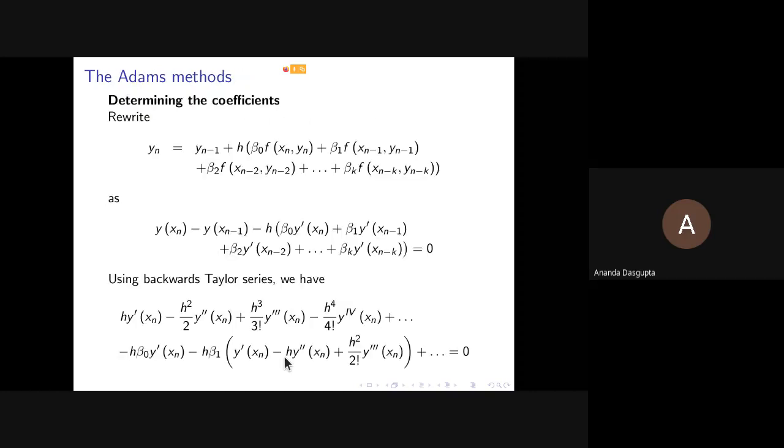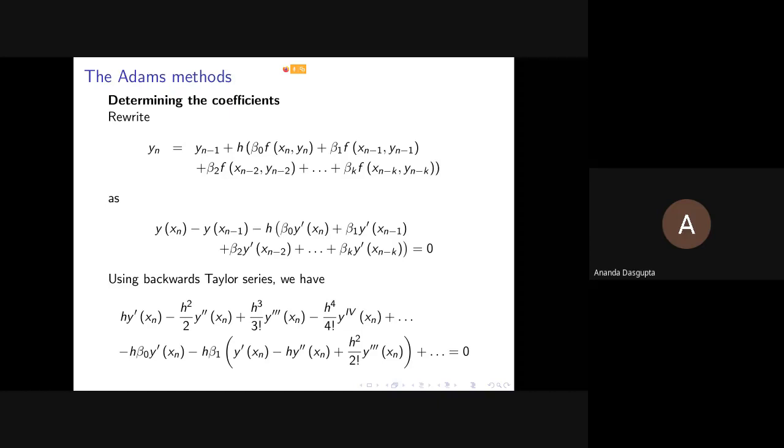So ultimately, when you gather every one of these terms together, notice that these are the y prime xn, y double prime xn, y triple prime xn, y fourth derivative xn, and so on. By the way, this top line, where does this come from? This is simply y(xn minus 1). H beta 0 y prime xn is already available at xn, so you don't do anything about it. H beta 1 y prime xn minus 1, you use Taylor series. Then you use Taylor series for H beta 2 y prime xn minus 2. Use Taylor series again with 2h as a time step, and so on.